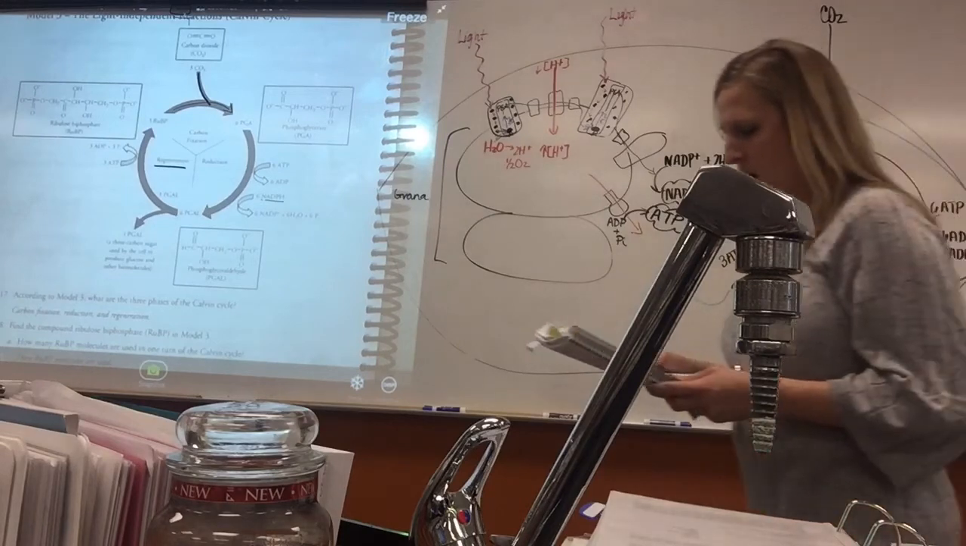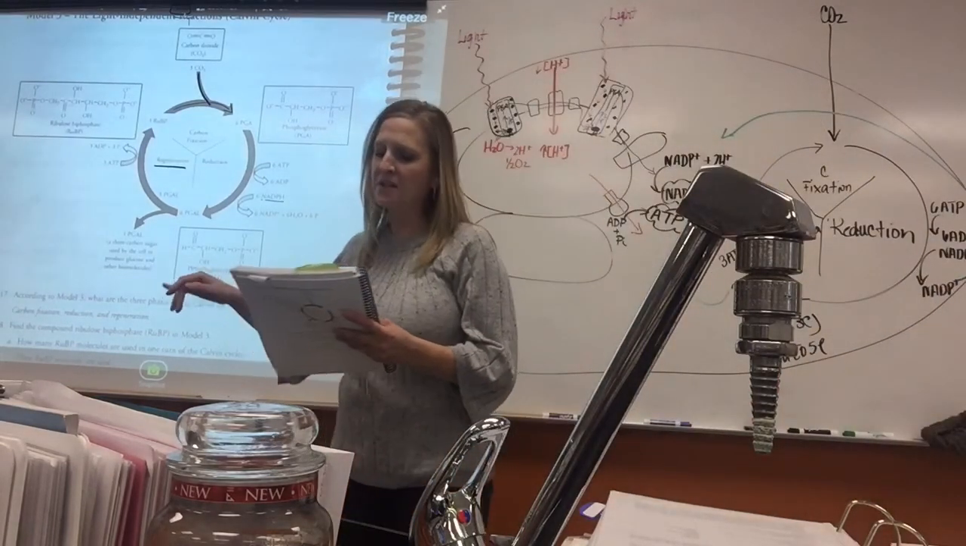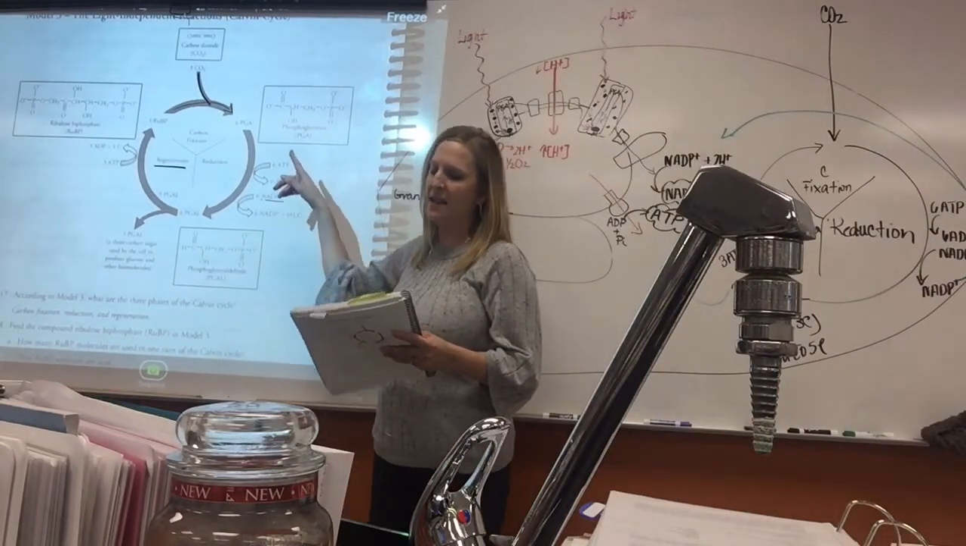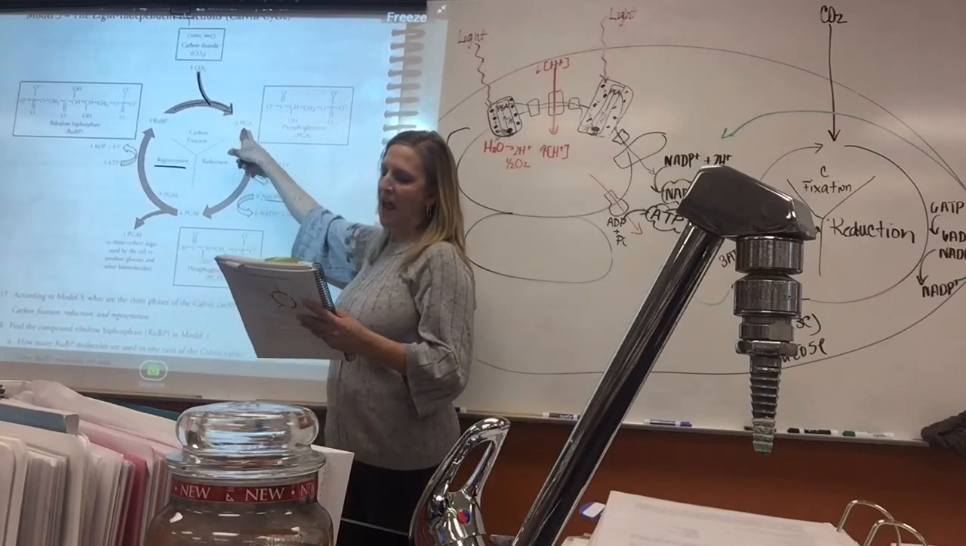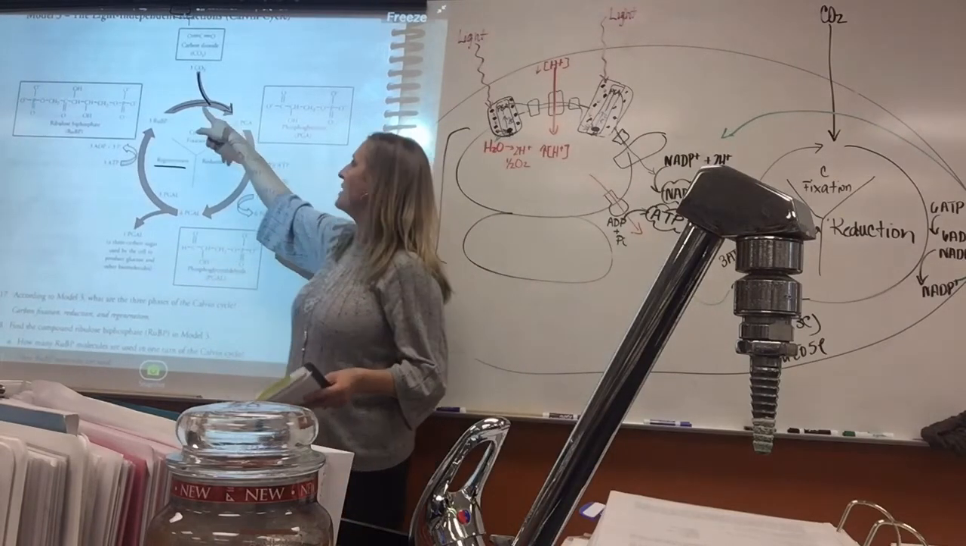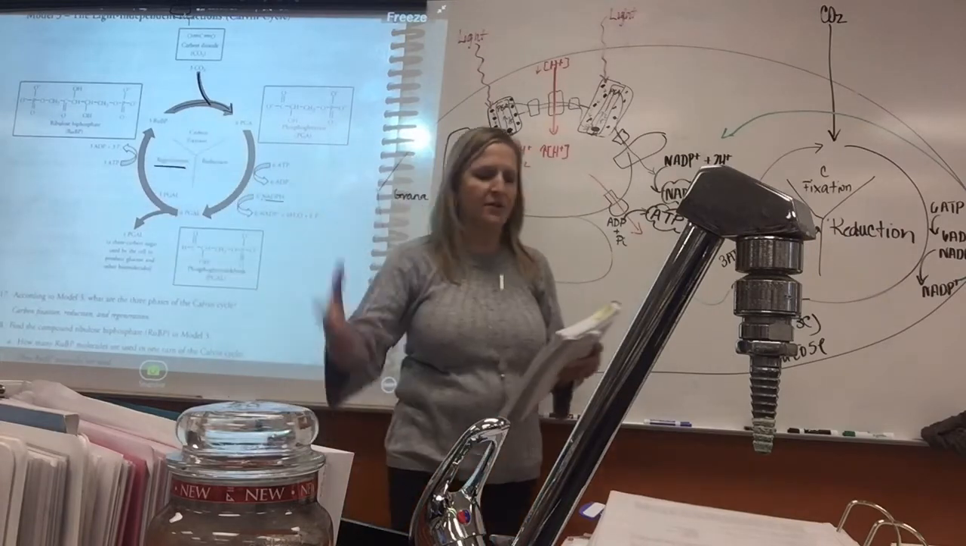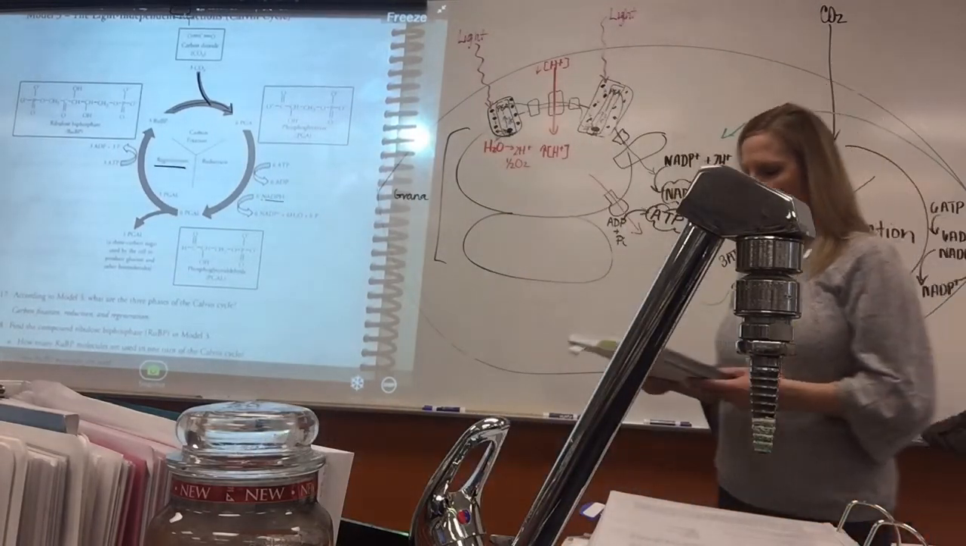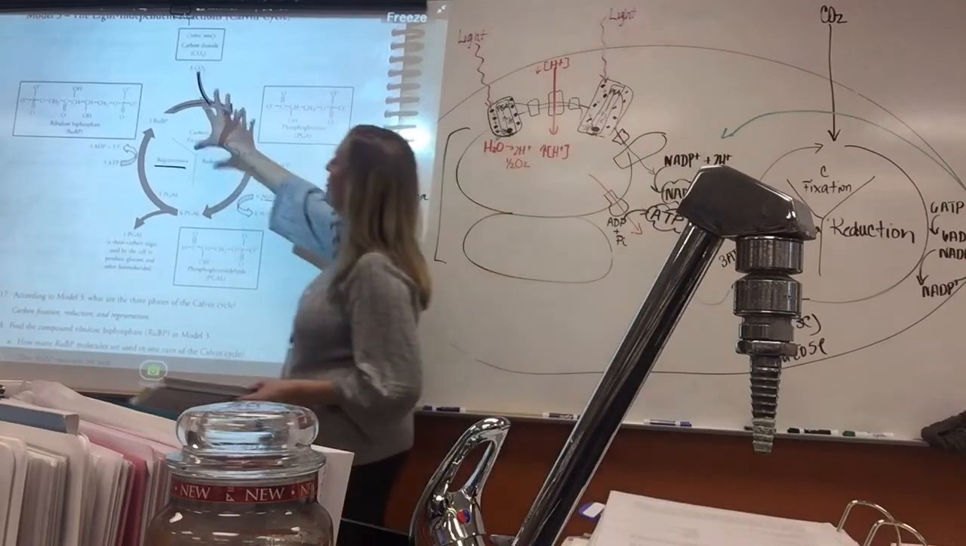What number are we on? 20. What happens to the carbon atom from carbon dioxide? It is now in PGA. And then 21 is asking you about carbon fixation. We already talked about that, where the carbon becomes part of an organic molecule. All right, so that is the carbon fixation stage.